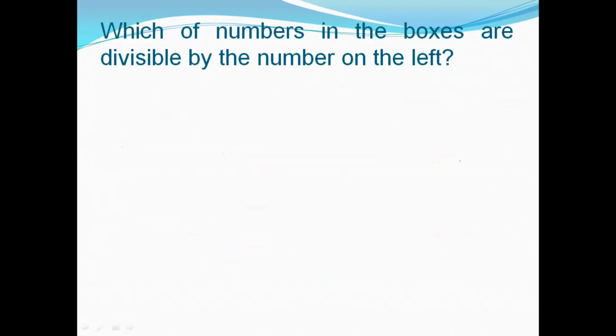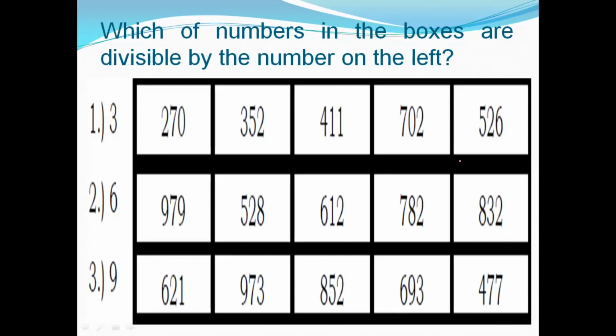So, okay. Let's have this activity. Which of the numbers in the boxes are divisible by the number on the left? Okay, so we have 3 examples here. So, 3. Which among these, on the first row, are divisible by 3? So, let us apply the rule. Okay, so sabi si 3, we're going to add the numbers. The rule natin kay 3: add the numbers, and if the sum is divisible by 3, then the number is divisible by 3.